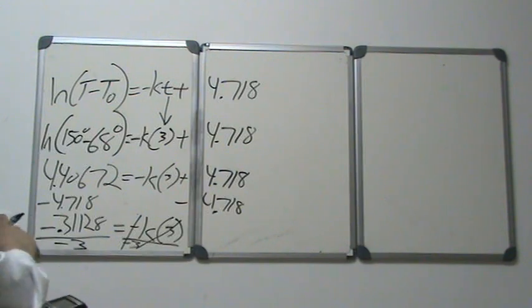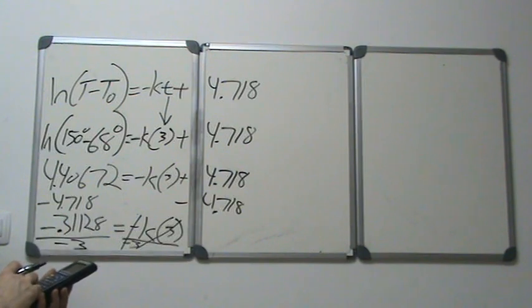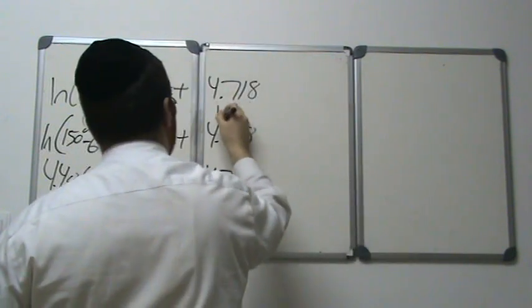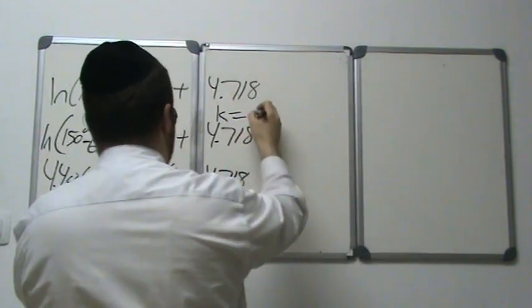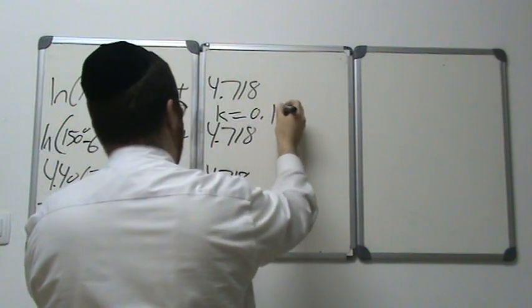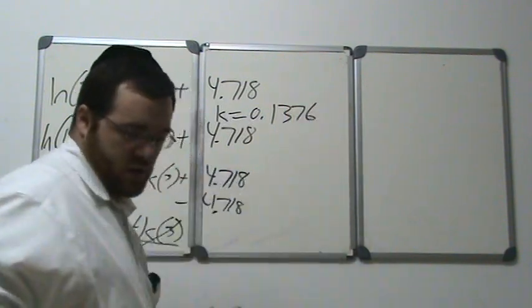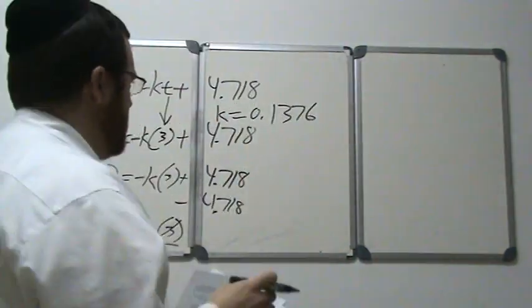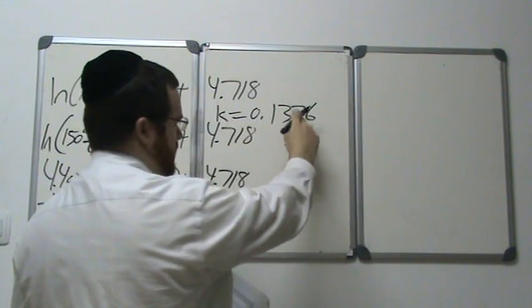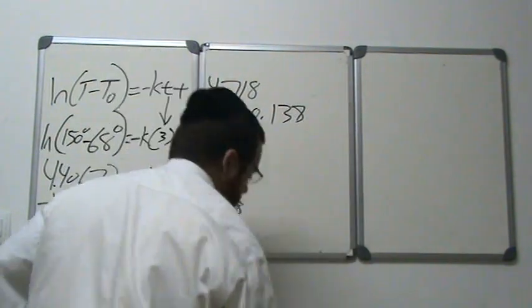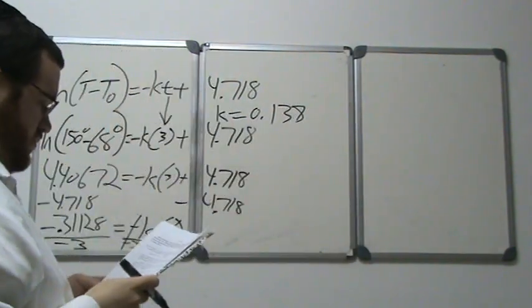And then this number divided by 3 is equal to k, which is equal to 0.1376, and they ask you to compute the value of k to the nearest thousandth. So tenths, hundredths, thousandths, so you round it up. Get rid of the 6, because 5 and up you round it up. The answer is 0.1376.